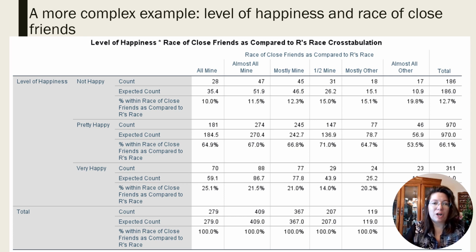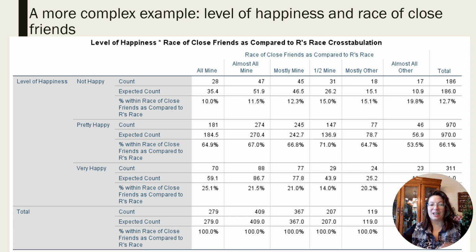All right, let's look at a more complicated chi-square example. So here I looked at the level of happiness and the race of close friends. So you can see that it's a much bigger table now, more complicated, a lot more information.